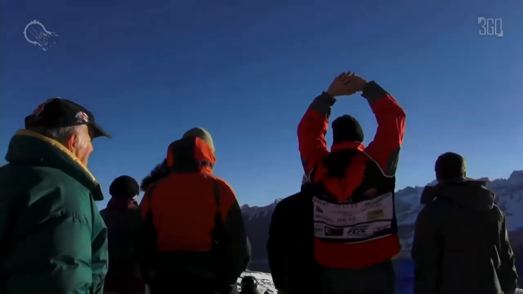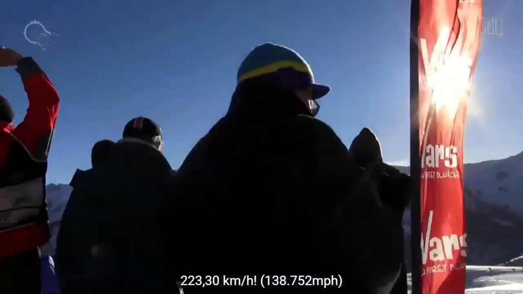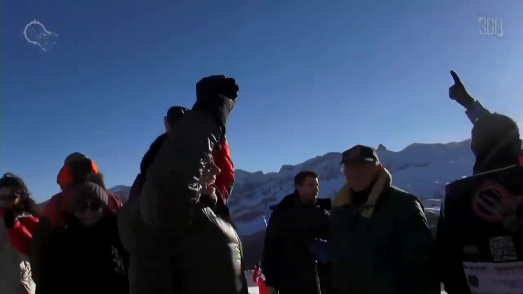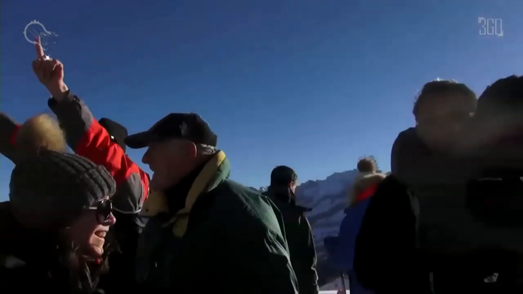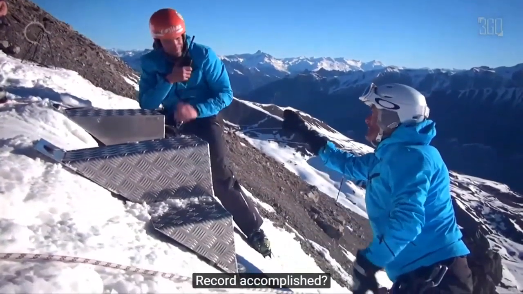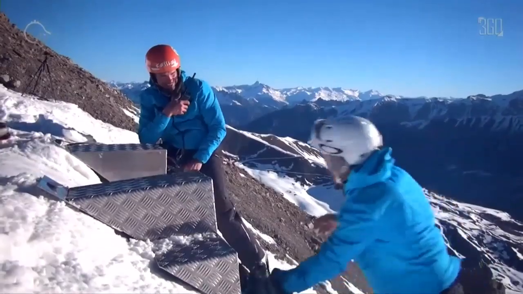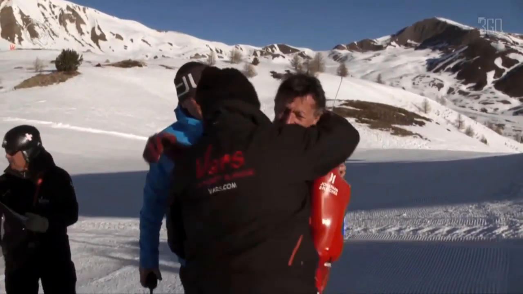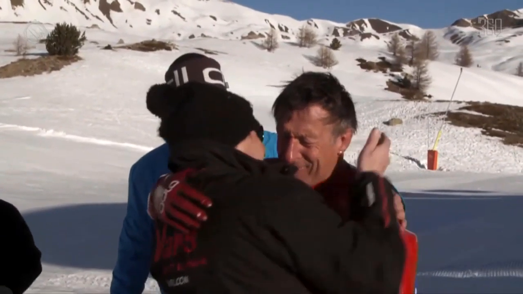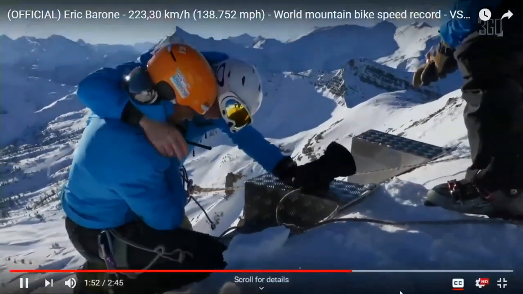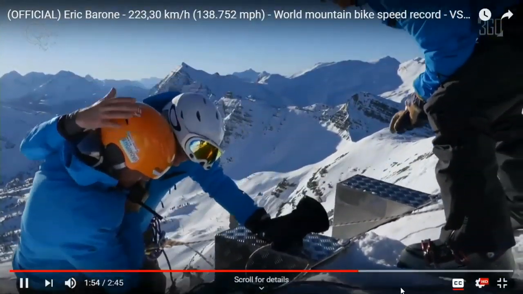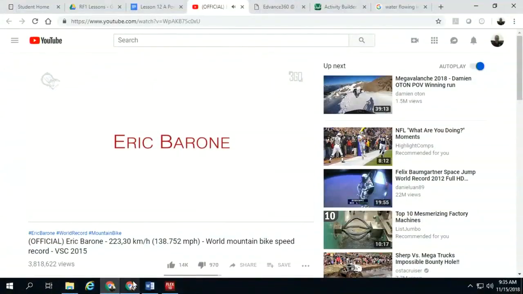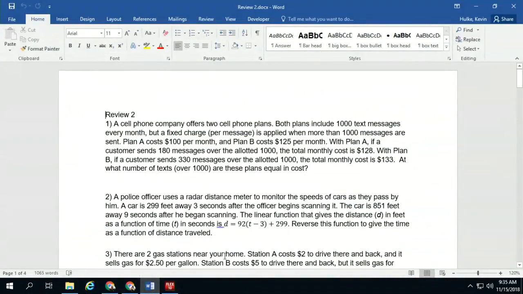Now I think this was, I don't remember what they said. Oh, there we go, 228 kilometers per hour. Okay, so there's one circumstance under which you would be going faster than 100 miles an hour. Do you have any other ideas about how you would go faster than 100 miles an hour? Well, if you had no air resistance, I'll show you that one here.